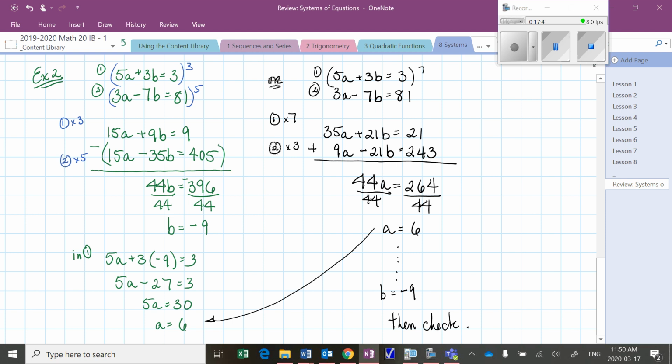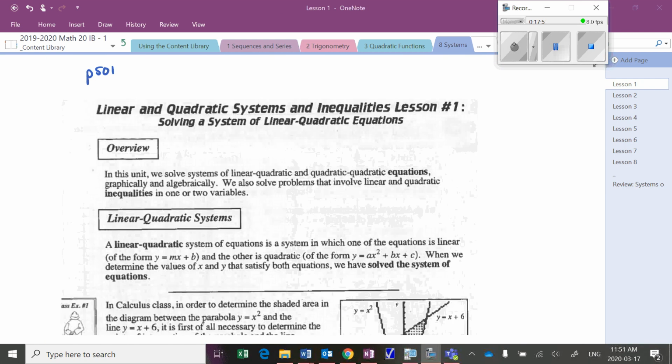Okay, so let's get to the actual lesson itself. We are on page 501 in your workbooks, and today we're looking at linear quadratic systems. Previously, what we just reviewed was linear systems of equations.